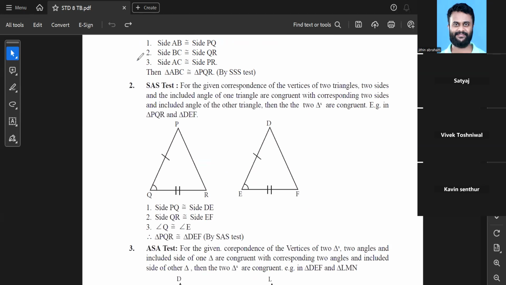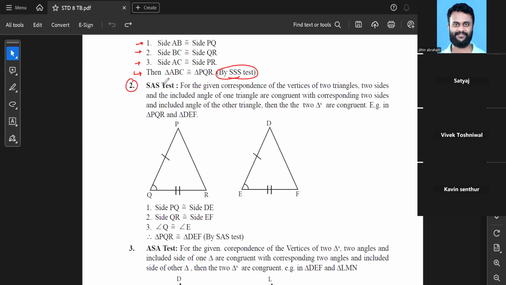The same thing I said is written here. They found that side AB is congruent to PQ, side BC is congruent to QR, and side AC is congruent to PR. Then they concluded that triangle ABC is congruent to triangle PQR, and in the bracket they wrote, by SSS test. So you have to declare that.